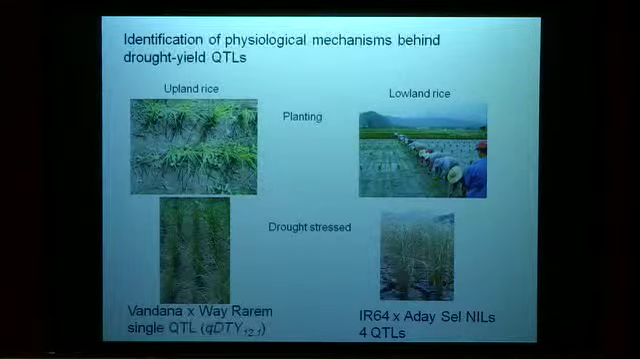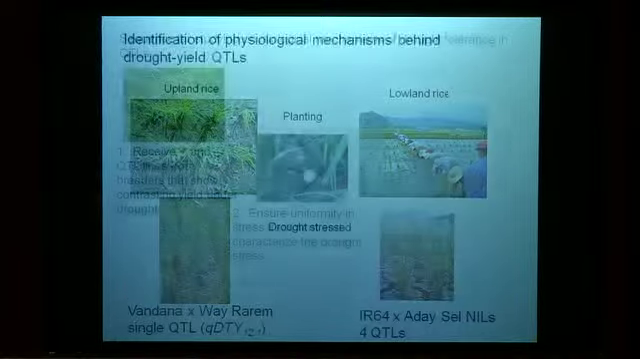So of the two QTLs I'm going to talk about today, QTL 12.1 is for upland conditions, and the IR64 Aday Sel QTLs are for lowland conditions. Our sequence for doing this kind of work is, step 1, we get plus and minus QTL lines from breeders that show contrasting yield under drought.